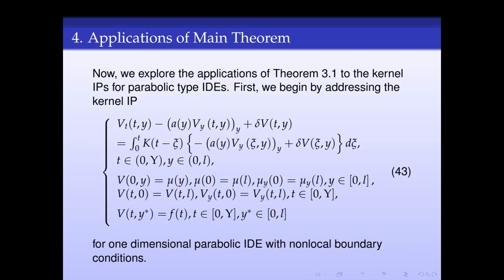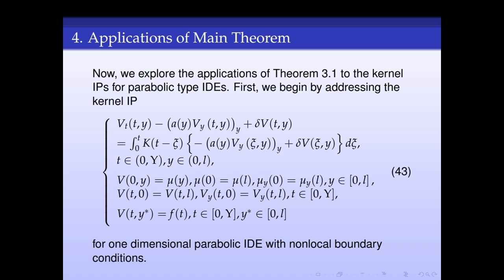Now we will consider the application of the main theorem. We explore the application of theorem 1 to the Cornell identification problem for a parabolic type integral differential equation. First, we begin by addressing the Cornell identification problem 33 with nonlocal condition with respect to the second variable. And here the functional is defined by the last formula. It is a one dimensional parabolic Cornell identification problem for a parabolic integral differential equation.